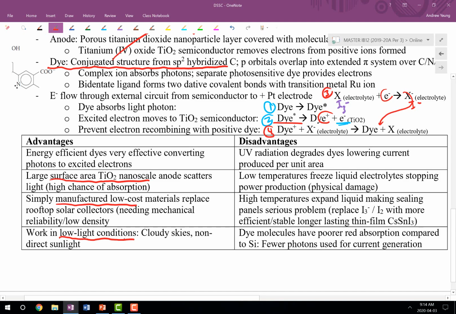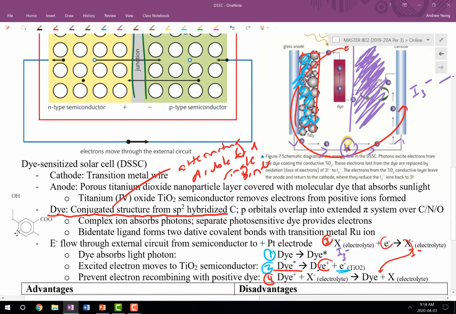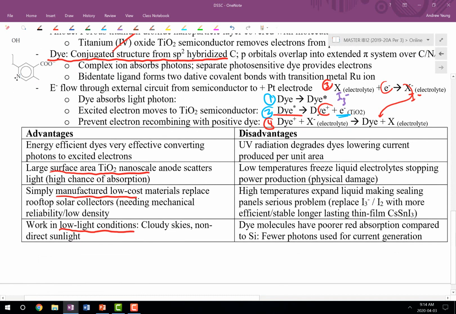One of the disadvantages, however, especially when we look at what state of matter these electrolytes are in, is that if it's really, really low temperature and the liquid electrolyte freezes, it can cause physical damage. If it's too high temperature, earlier we said DSSCs aren't as sensitive to temperature, but if it does get really, really hot, we end up getting some sealing problems. As they've tried to work around this, instead of using I3 minus, iodide or even iodine as a combination here, they found that using a thin film of the cesium compound is less mechanically dependent, and that sort of addresses this disadvantage.